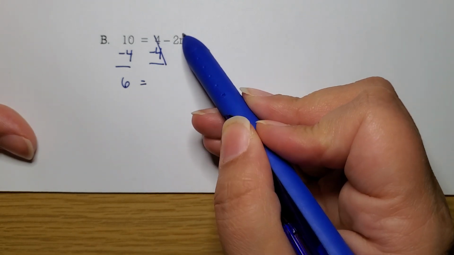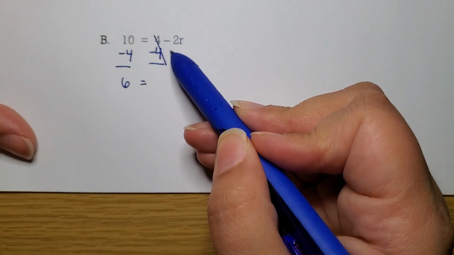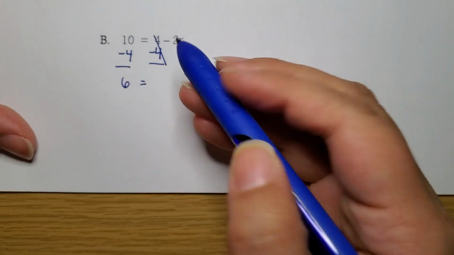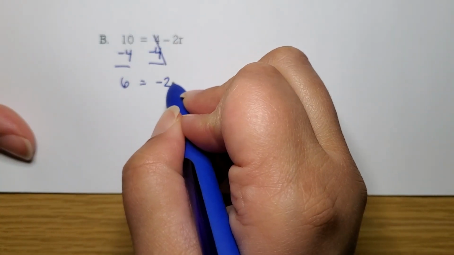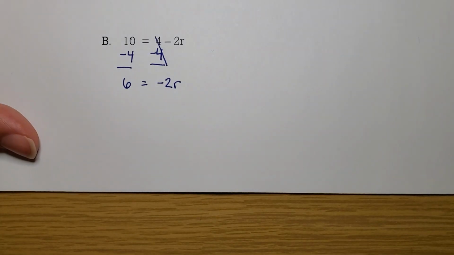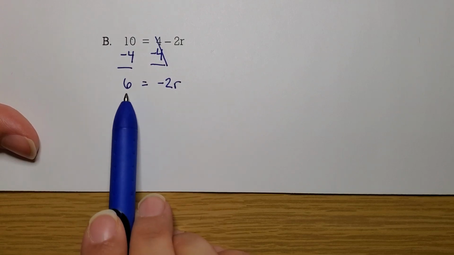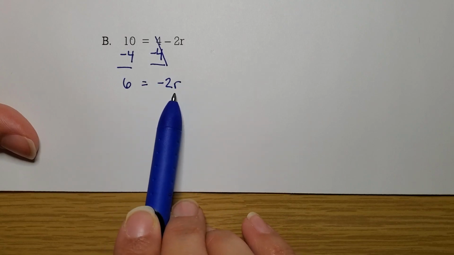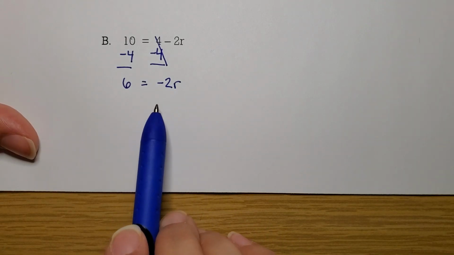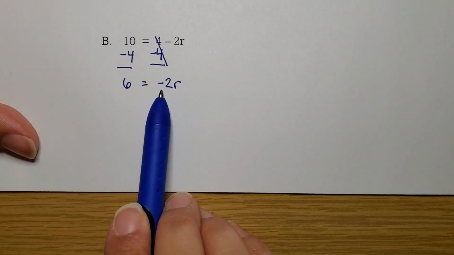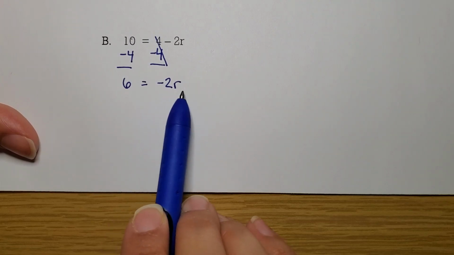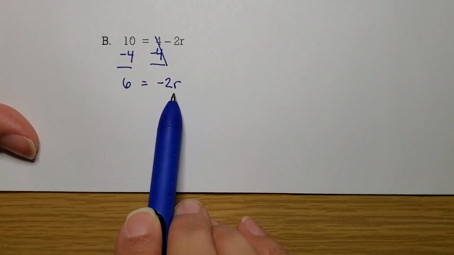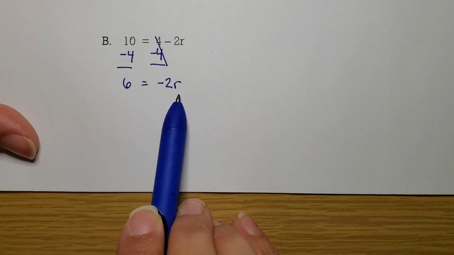Now I have a subtraction of 2r here. What that means is after this 4 goes away, I'm left with a negative 2r. Okay, now I have just a number on the left and a number with a letter on the right. So I'm not going to add 2, because this 2 isn't being subtracted from r. This is a negative 2 times r.